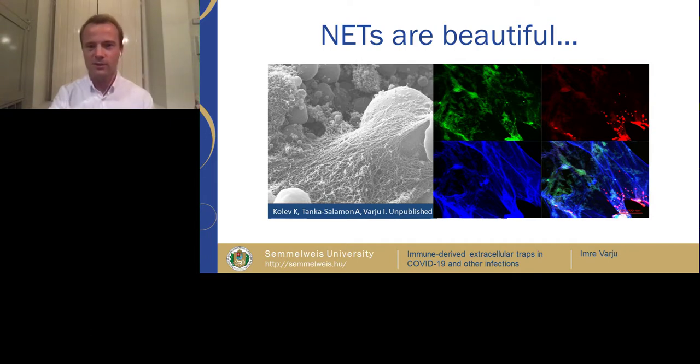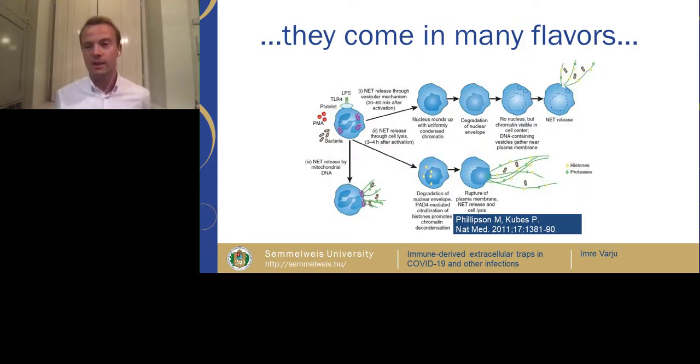structures. And if you do an immunohistochemistry, you can see with blue the DNA web that is the backbone of the neutrophil extracellular traps, and you can see the red dotted structures that are histones attached to this beautiful matrix. Besides being beautiful, they come in many flavors. So there's not only one type of neutrophil extracellular traps.